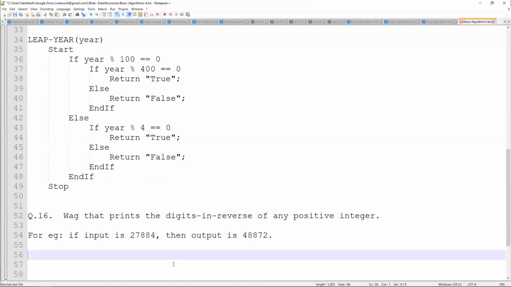So extracting the digit, do you now see the hint is the following. When you divide this number, 27884, by 10, the remainder is 4. When you divide it by 100, the remainder is 84. When you divide it by 1000, the remainder is 884. So this is what you're supposed to keep doing.